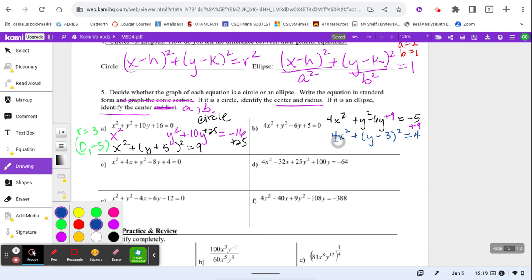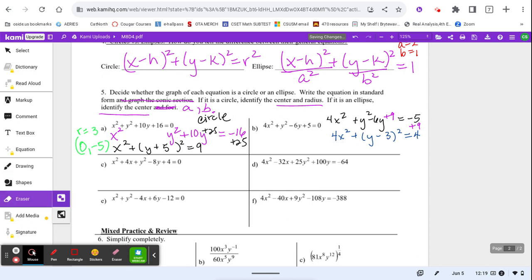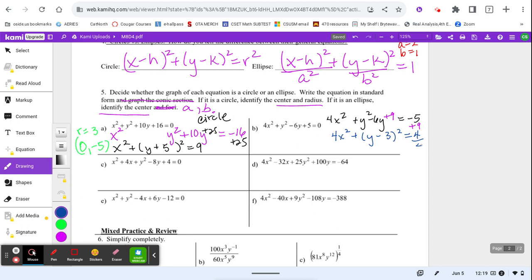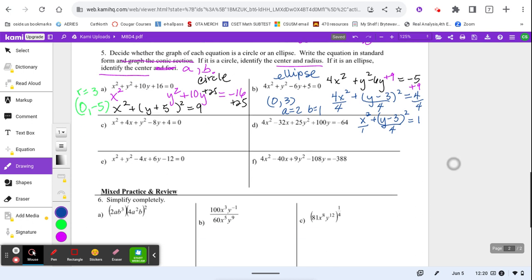And I've got this coefficient over here, so I want to divide by 4 in order to get rid of that. And I'm left with x squared plus y minus 3 squared is equal to 1. And this is over 4, and so therefore this guy is an ellipse, and that is with a center 0, 3, and an A. Remember how there's an invisible one down here? A is the larger, so square root of 4 is just 2, B is the smaller, square root of 1 is just 1, and there's my ellipse.